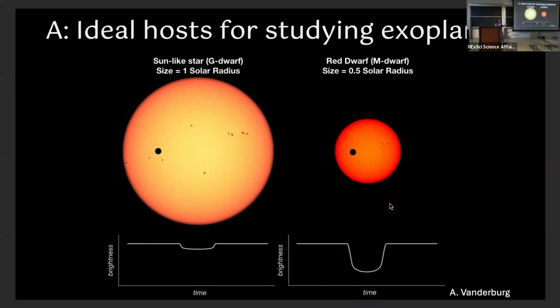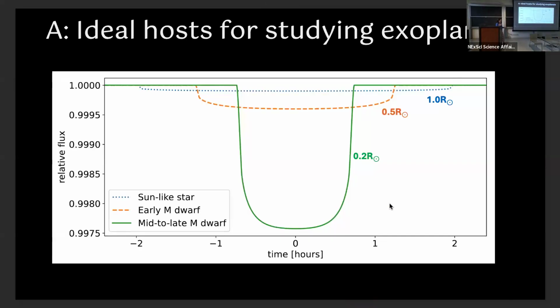And this is for an early M dwarf, but if you play the same game for a mid to late M dwarf, the dip gets really big because, again, it's a smaller star and you're blocking out a larger fraction of the light. It's actually a bigger difference between the mid to late M dwarf and the early M dwarf than between the early M dwarf and the sun-like star. So when we think about M dwarfs as advantageous for detecting planets, we get the most bang for our buck as we go to the very smallest M dwarfs. This is for transits, but the same thing applies for radial velocities. A smaller star means a bigger wobble due to the tug of that planet.